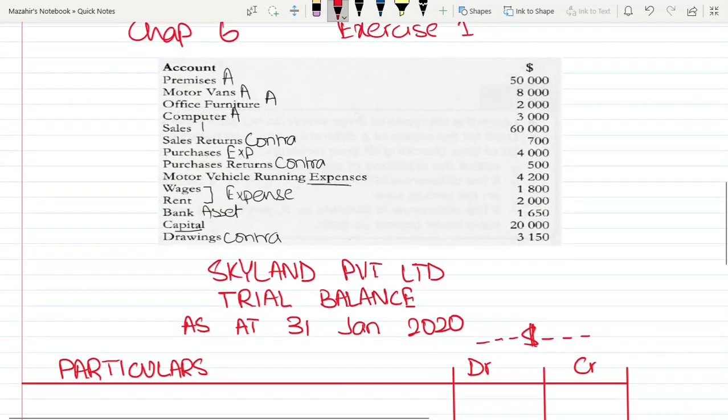Okay, so now that we have drawn our basic format and we have classified our line items, now we'll state them, just for the sake of looking at it a bit simplified and organized.